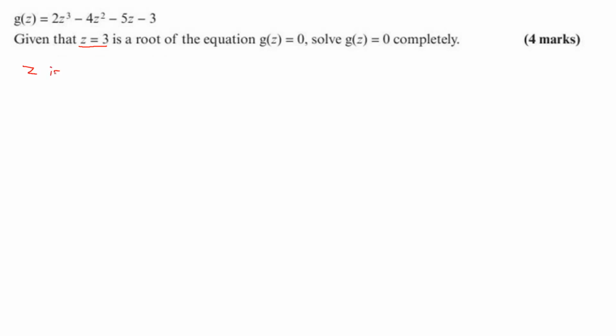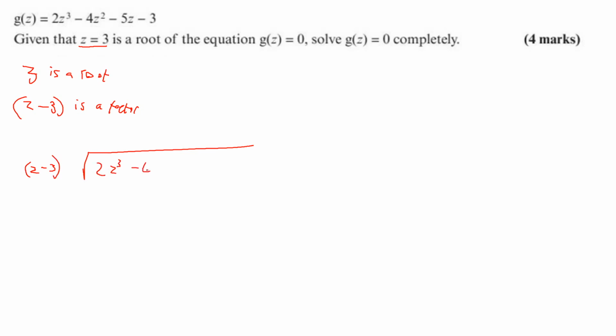If 3 is a root, then z minus 3 is a factor. So that's our factor theorem. Now what we're going to do is simply plug that in and solve. So first let's put z minus 3 on the outside, and then 2z cubed minus 4z squared minus 5z minus 3.